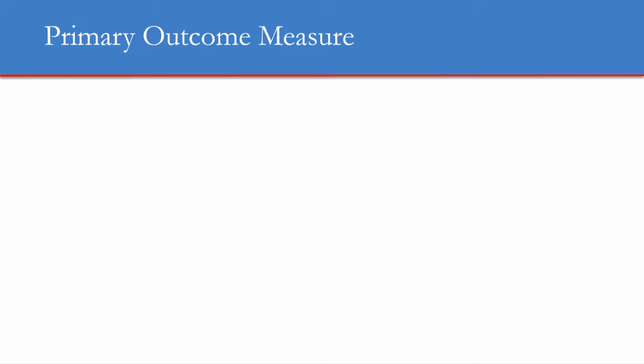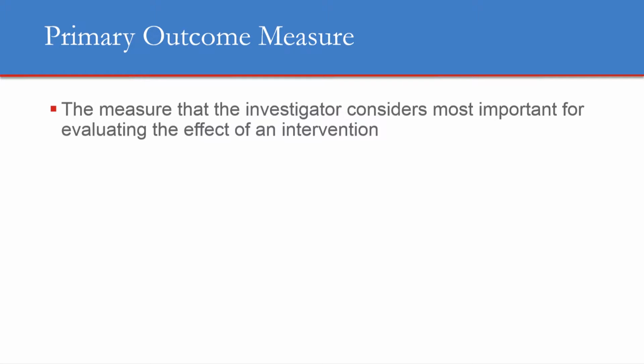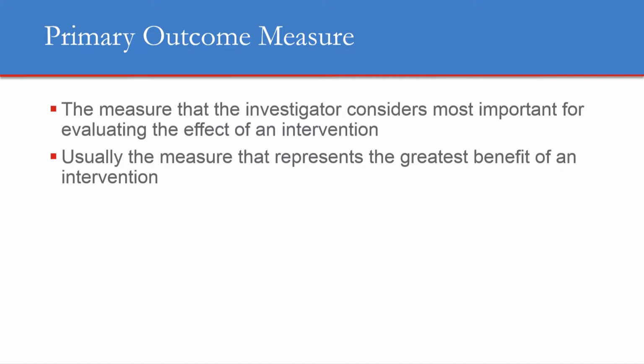Outcome measures can be primary or secondary. The primary outcome measure is the variable the investigator considers most important for evaluating the effect of an intervention. It is usually the measure that represents the greatest benefit of an intervention. It is used in the calculation of the sample size.